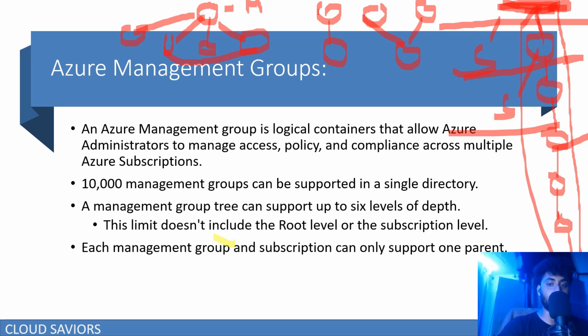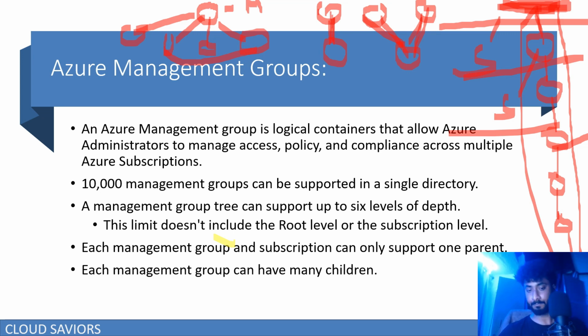One child cannot be a part of 2 parents, right? They cannot inherit the properties from 2 parents, but yes, one parent can have multiple children. Exactly the same way, one management group can have multiple management groups, but one management group cannot be a part of multiple management groups. So it will inherit only from a single parent management group.